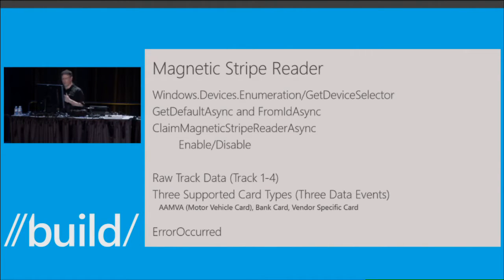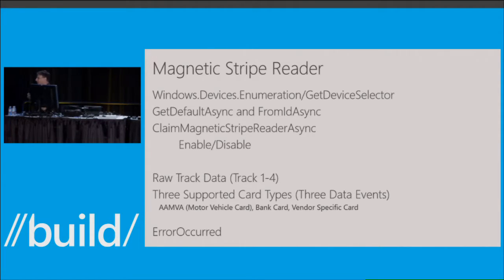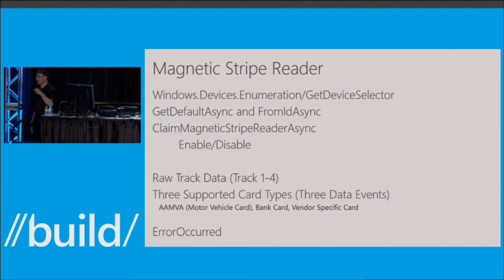The first thing is that a magnetic stripe card, and I'm holding one up now, obviously has a magnetic stripe on it and has 4 different tracks of data on the back of the card, right? From a card type, we saw on the previous slide, when I'm reading a barcode, I get the barcode data received event. But in the case of a magnetic stripe card, there are really 3 different classes of card that can be read.